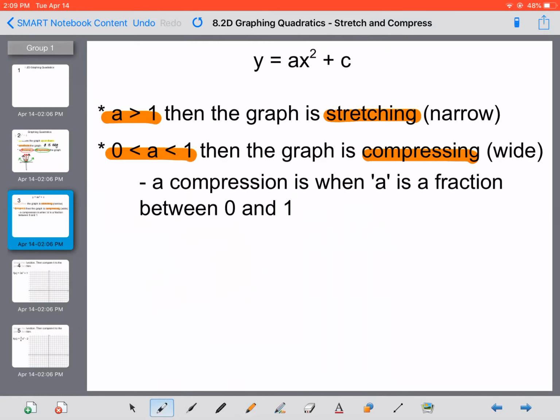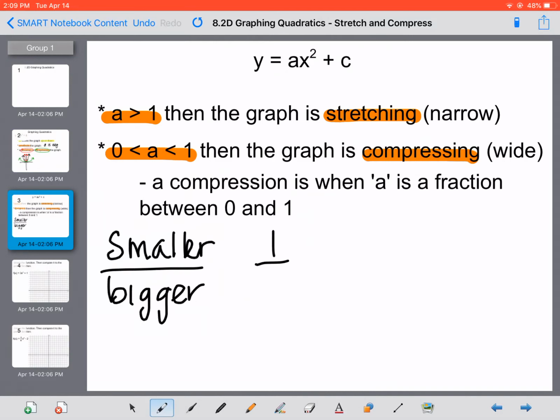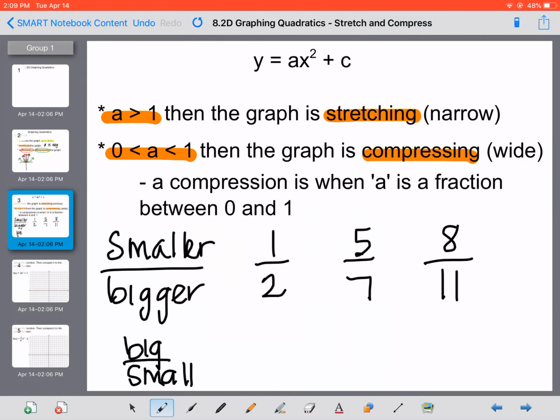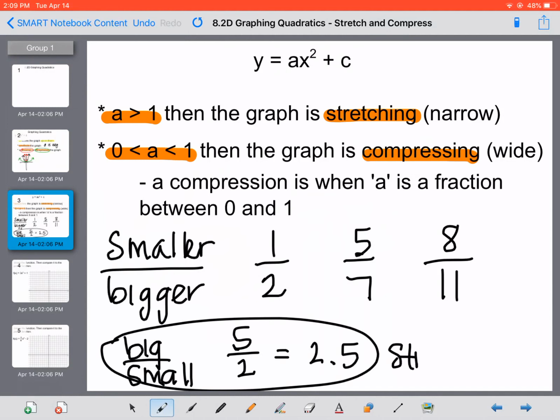And honestly, it's a fraction where you have a smaller number on top over a bigger number on the bottom. So for example, 1/2, or 5/7, or 8/11. You have a small number over a big number. Those are all fractions that fall between 0 and 1. If I had a big over a small, for example 5/2, this is actually the decimal 2.5, which means that's a number bigger than 1. So this case would be a stretch. So if it's small over big, you have a compression.